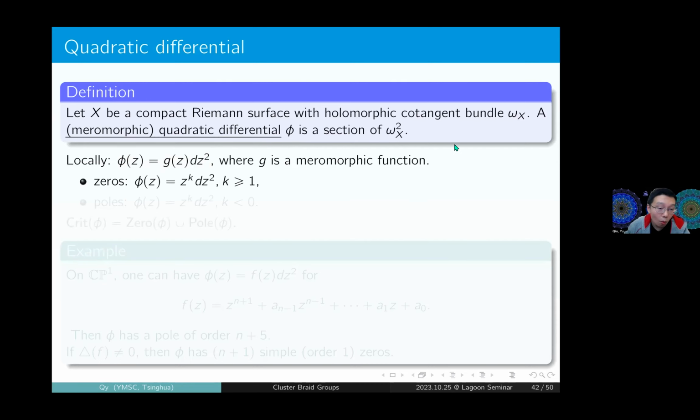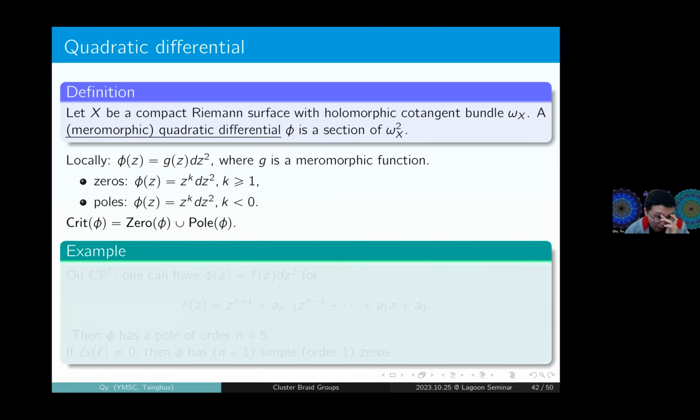Then for this function, it's possible to have zeros. And then locally, it looks like z to the k, when k is bigger or equal than 1, you have zeros. You can also have poles. So meromorphic means that you allow poles, especially higher order poles. And these two sets of things are critical points. So for example, on CP1, you can have a global quadratic differential. Just you give me a polynomial, and I use this polynomial as the local function, and you have a quadratic differential like that.